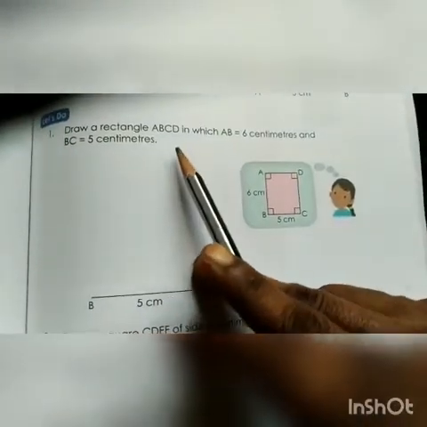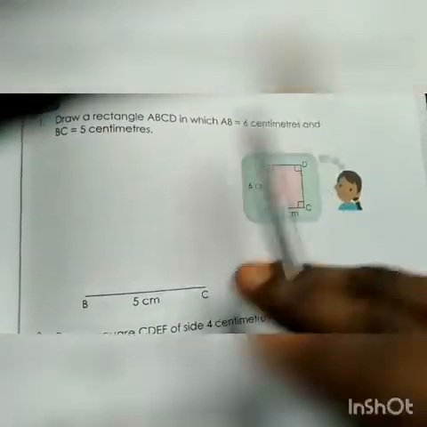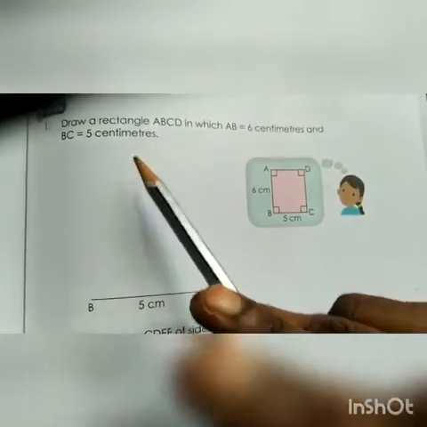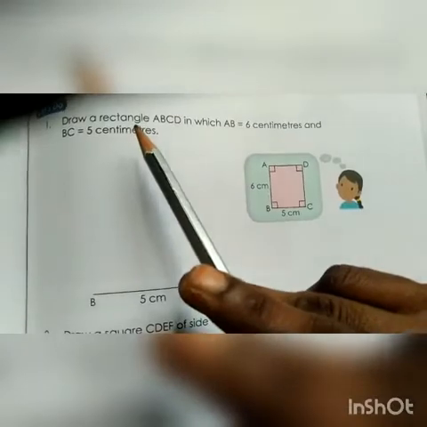Draw a rectangle ABCD in which AB is equal to 6 cm and BC is equal to 5 cm. Here what we have to do? The length of BC is 5 cm, given. We have to draw a rectangle.